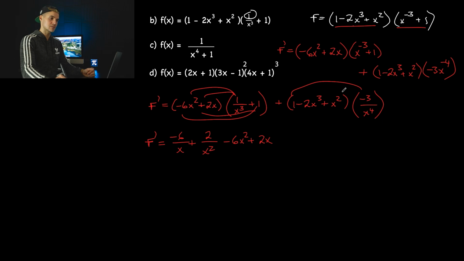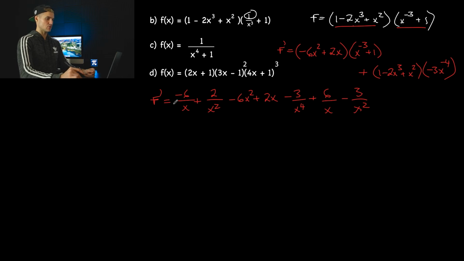And then over here, you could distribute this negative 3 over x to the 4 inside this bracket. So we'd have minus 3 over x to the 4 plus 6 over x minus 3 over x squared, like that. And then from here, you could look for some like terms. So notice here we actually have this negative 6 over x and positive 6 over x. So those are going to net out to 0.